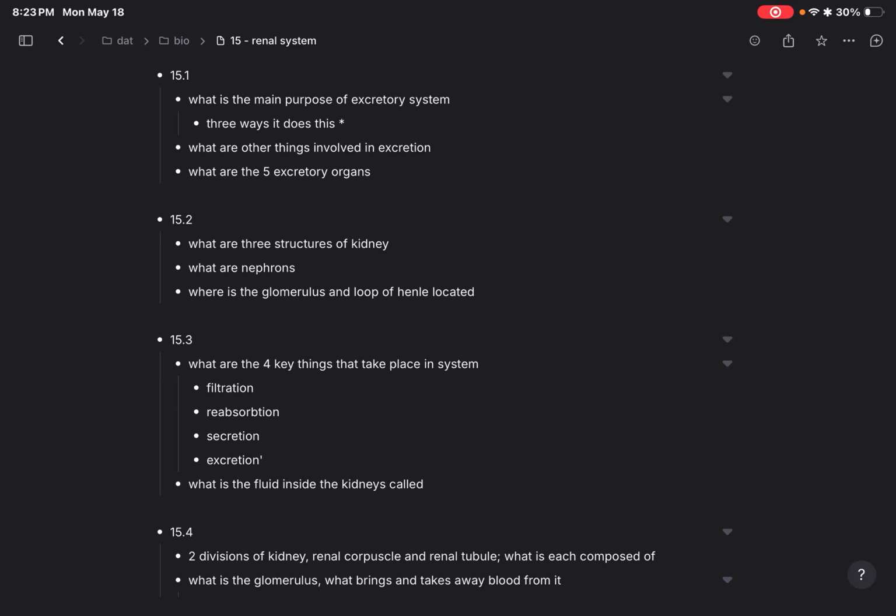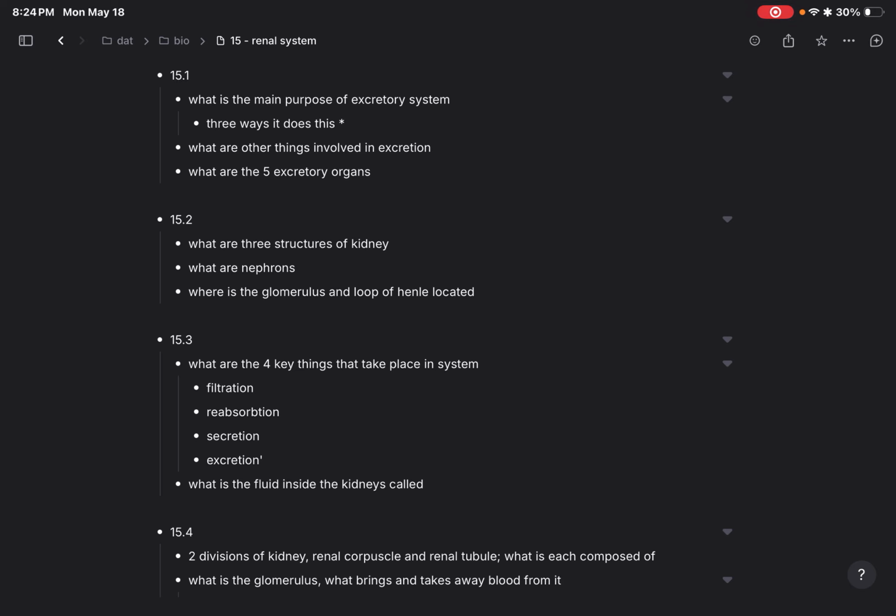What are the three structures of the kidney? So there's the cortex, the pelvis, and I want to say the medulla. The renal pelvis, the renal cortex, and then the renal... I have a feeling it's medulla. Oh yeah, it is. Renal medulla, renal pelvis, renal cortex.